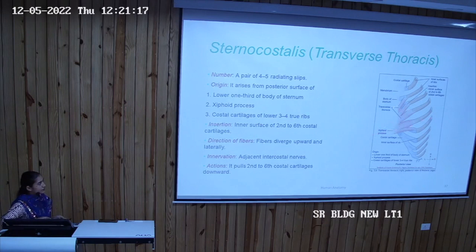So from this region, this is the body of the sternum, lower 1/3. Then you have the xiphisternum and the costal cartilages of the lower 3 or 4 true ribs. From here, these fibers radiate towards the 2nd to 6th costal cartilages. So this will be the 2nd, 3rd, 4th, 5th and 6th costal cartilage. Now what will happen when these muscles contract? They will pull the 2nd to 6th costal cartilages downward.